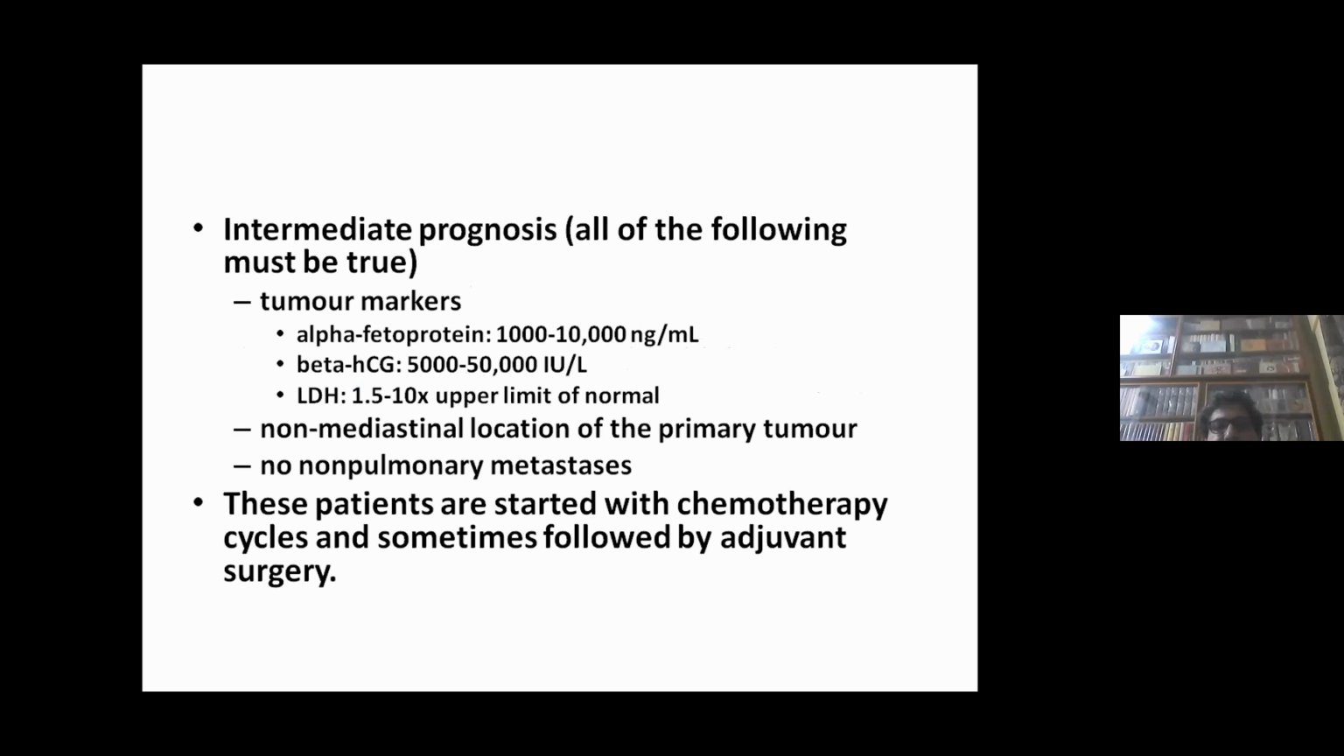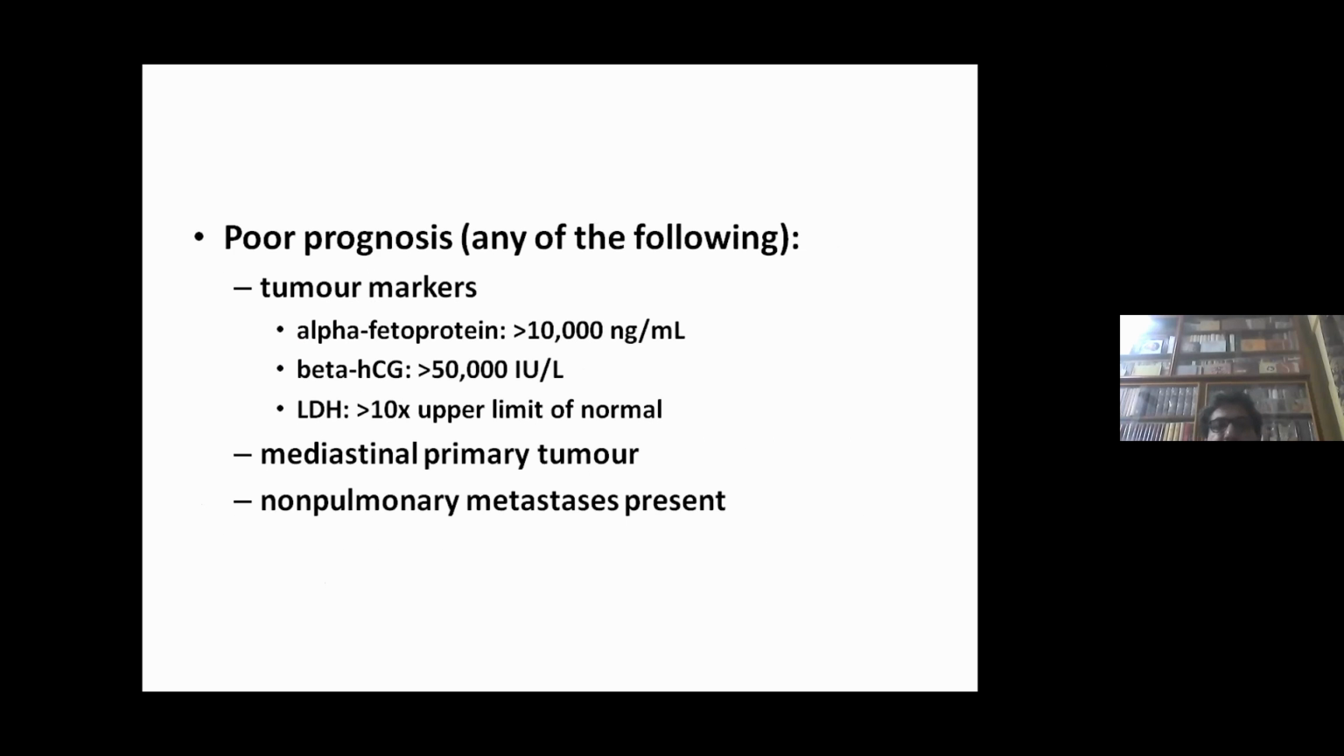Now, intermediate prognosis: tumor markers as already told, non-mediastinal location of the primary tumor, no non-pulmonary metastasis. These patients are started with chemotherapy cycles, sometimes followed by adjuvant surgery. Poor prognosis: tumor markers with alpha fetoprotein more than 10,000 nanogram per ml, beta HCG more than 50,000, LDH more than 10 times the upper limit of normal, mediastinal primary tumor, non-pulmonary metastasis present.